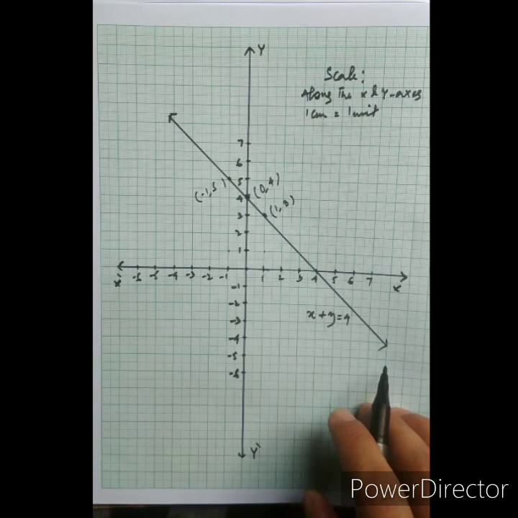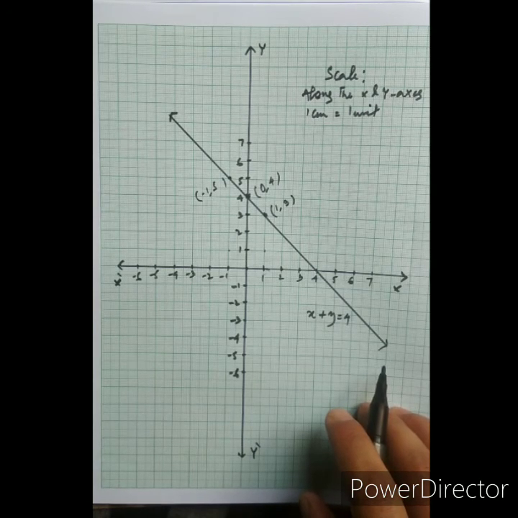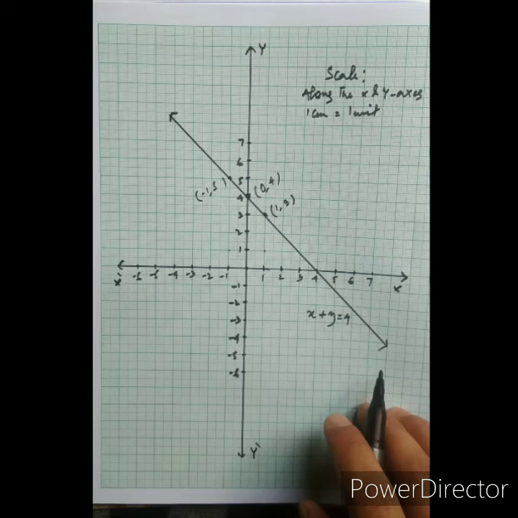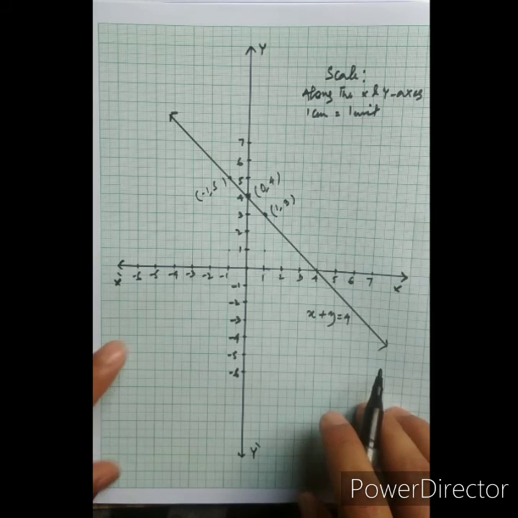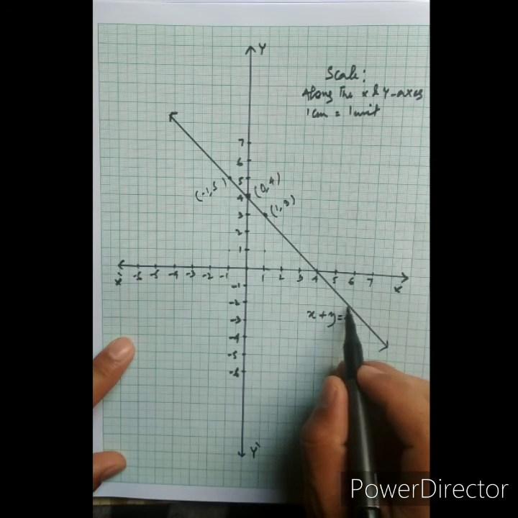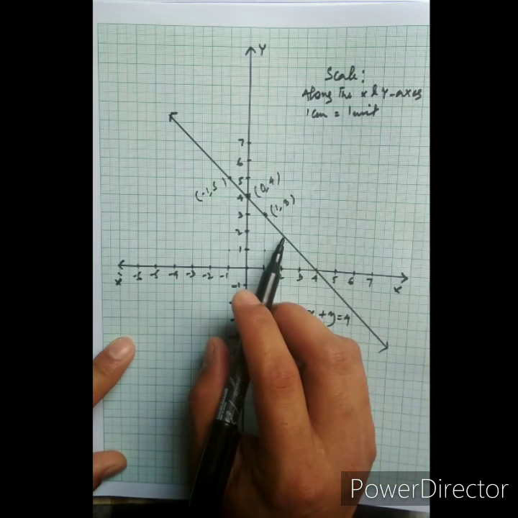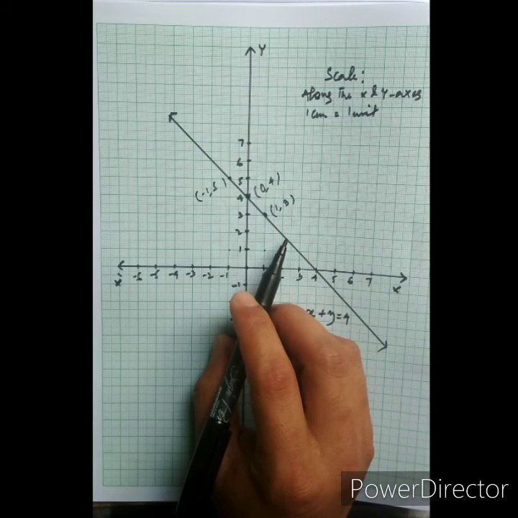So don't forget, whenever you draw the graph of any linear equation in 2 variables, you will always get a straight line. Second point, every point lying on this line is a solution of this equation.